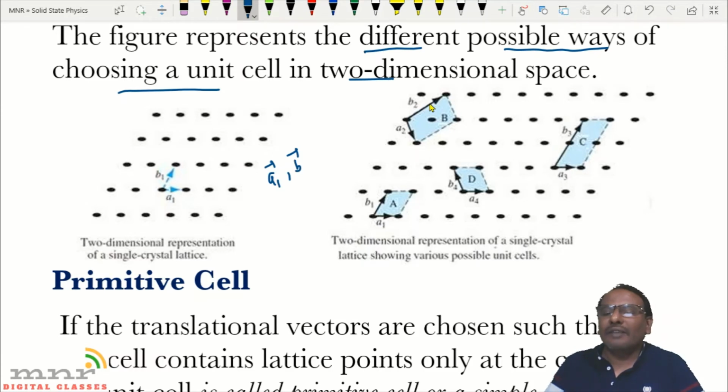Now in the second figure, we have 4 different ways of choosing the unit cell. Now observe here, the first one, the unit cell represented by A is generated by displacing the basis vector A1 bar in this direction, B1 bar in this direction. This will generate the unit cell. Let us take this as the first possible way of representing the unit cell, unit cell A.